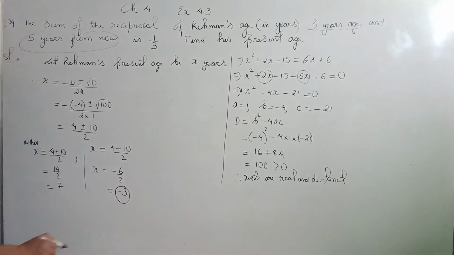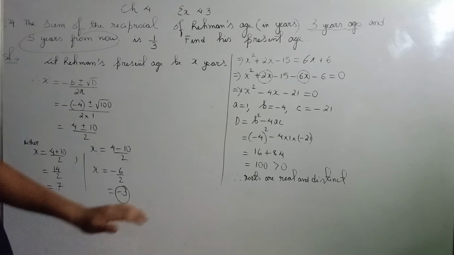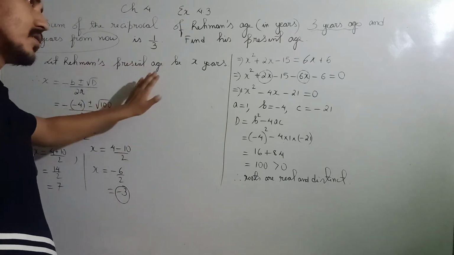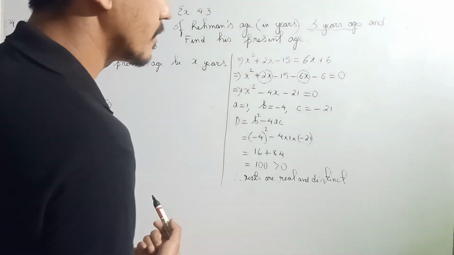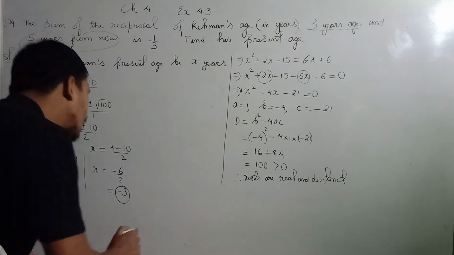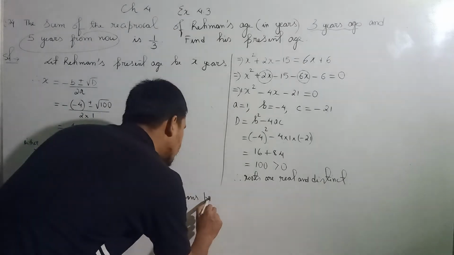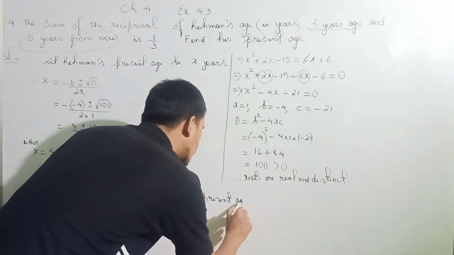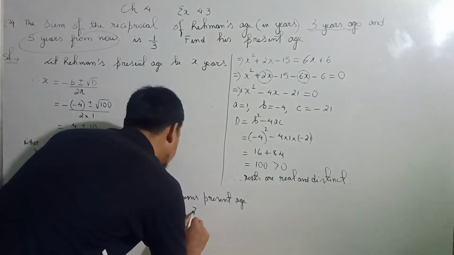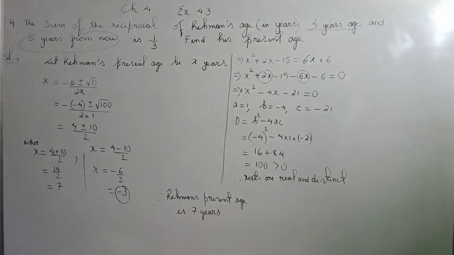Here we cannot consider the value of x to be minus 3, of course. Why? Because x denotes Riemann's age. The age of a person cannot be negative. Alright? So we will consider that the value of x is 7. In that case, Riemann's present age is 7 years. That means he is 7 years old at present, and that gives the complete answer for question number 4.